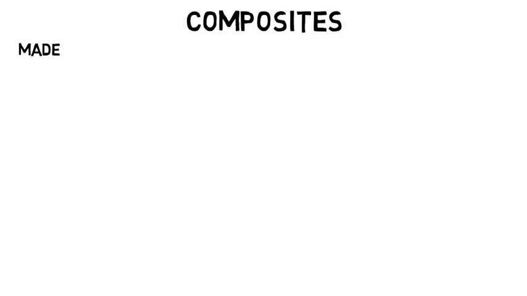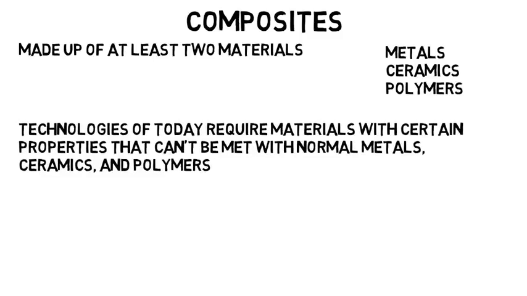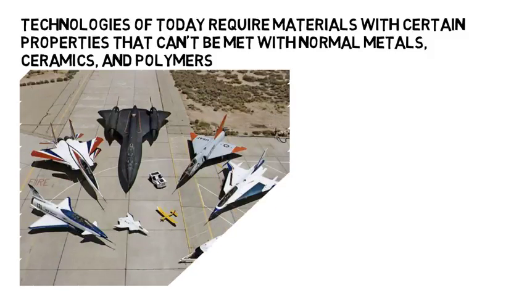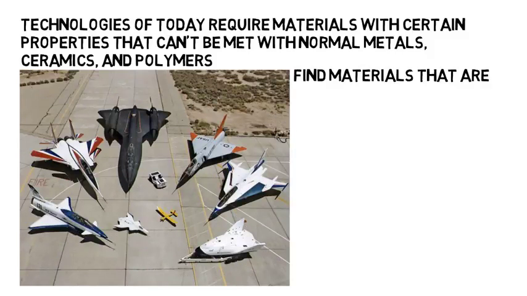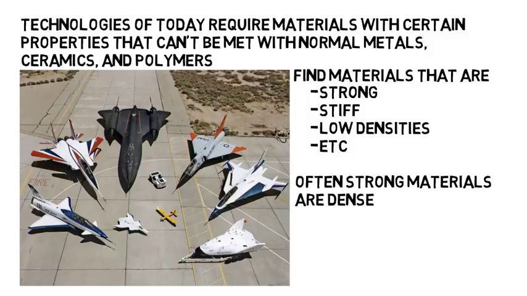Now I want to skip to composites. This is something you may take an entire class on in undergrad. Composites are made up of at least 2 different materials from the other 3 categories. These are crucial because many technologies of today require materials with certain properties that cannot be met with normal metals, ceramics, and polymers. For example, when it comes to aircraft, we are trying to find materials that are strong, stiff, and have low densities and more, which is a tough combination of properties to achieve. Often strong materials are also dense, as an example.